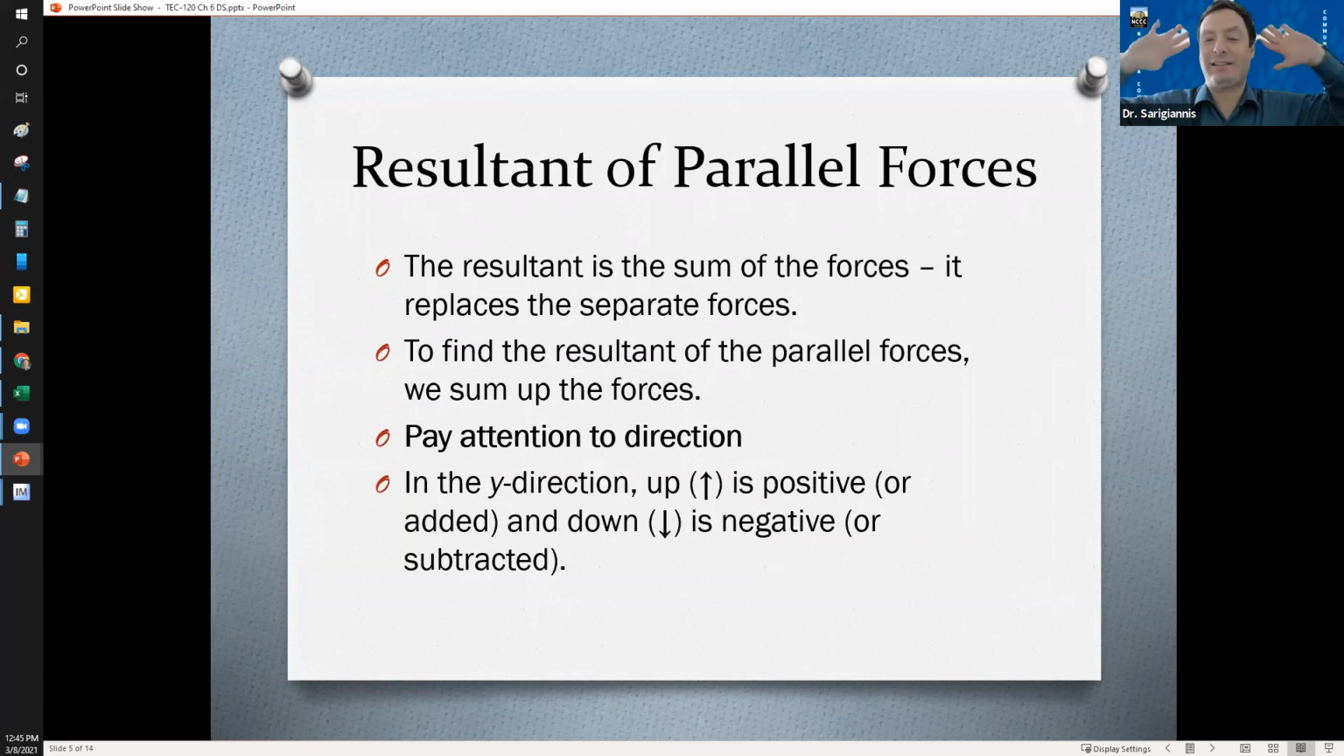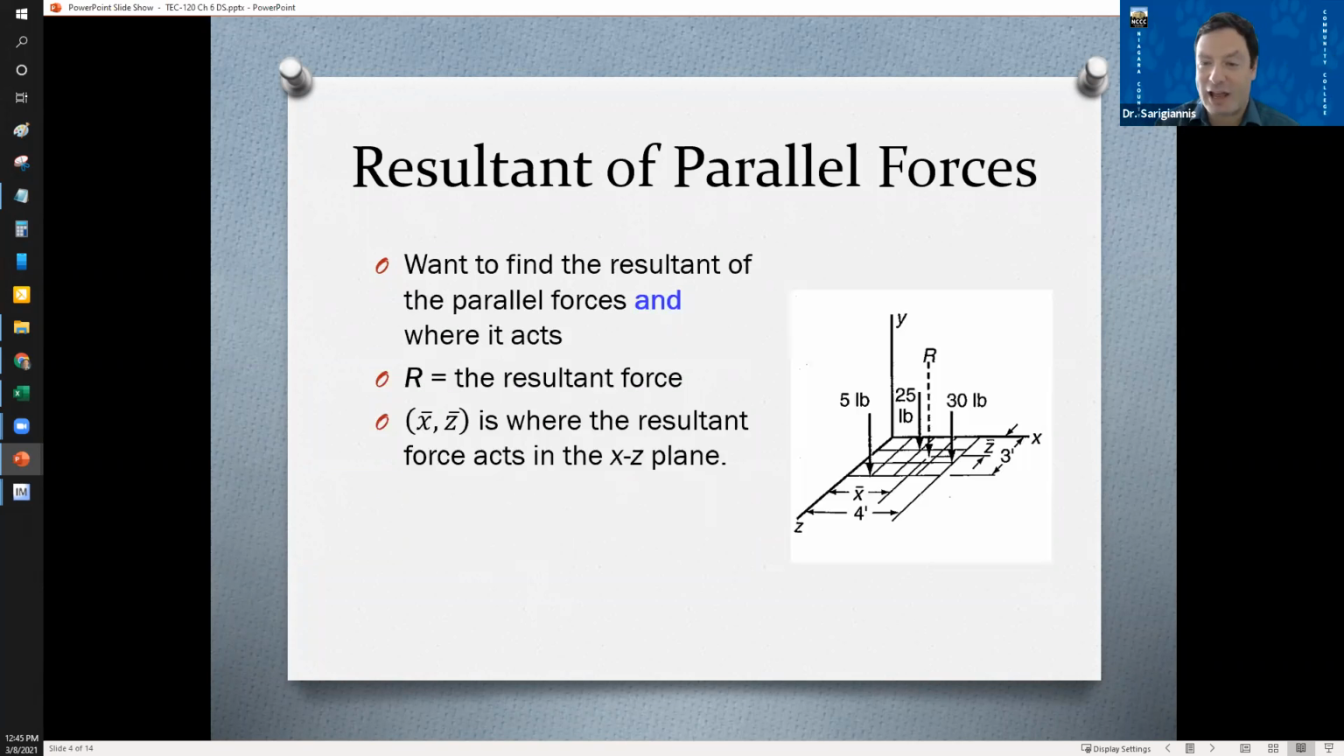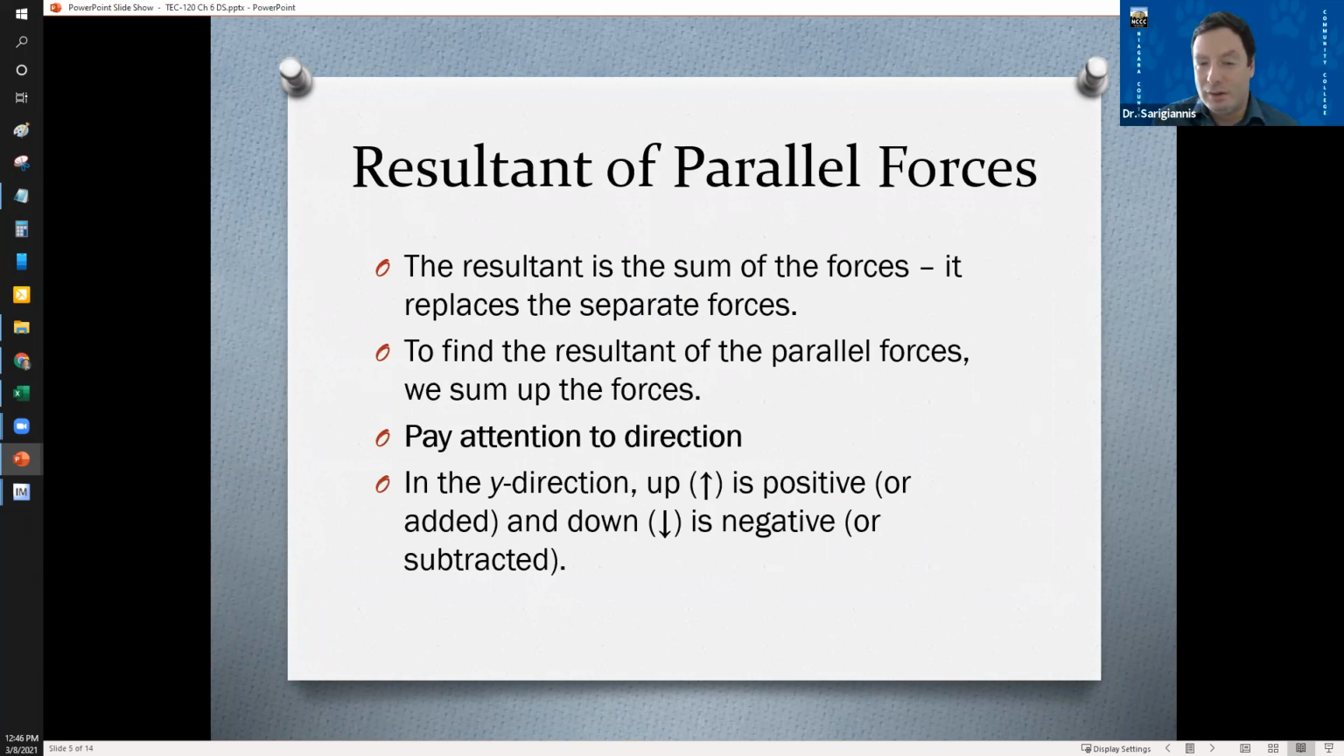Finding the resultant itself is relatively easy. We just sum up all the forces. But you got to be careful of the directions, right? In this previous example here, everything's pointed downward. See the arrowheads? 25, 30, and 5. Typically, the notation is y direction up is positive and down is negative, right? So those are the notations we use for the resultant.